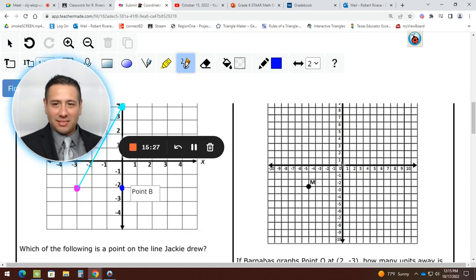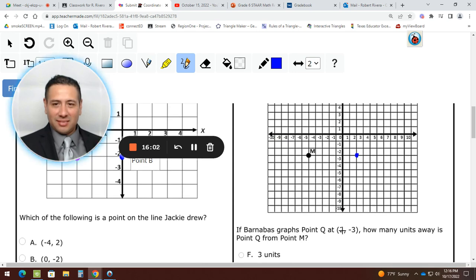Starting at the origin, (0, 0). He's going where? Left or right? For point Q. Right. How many units? 2. 1, 2. So I'm right there right now. And then -3, up or down? Down. 1 unit, 2 units, 3 units. Right there. I'm going to make my little bubble there. I'm graphing my point. I'm locating the point with the ordered pair (2, -3).